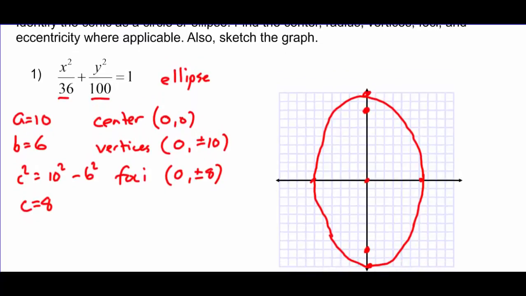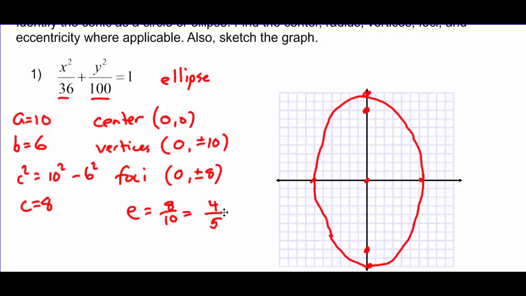And then the last thing we need to do is the eccentricity. Remember, eccentricity is c over a. So in this case, that would be 8 over 10, which of course we could simplify to 4/5. Now, the point of eccentricity, you may be wondering just a little bit, like, what does that even mean?